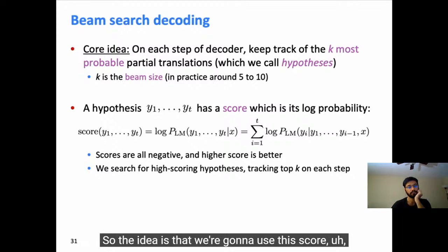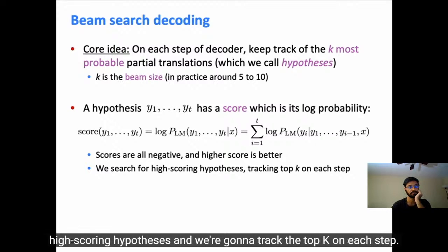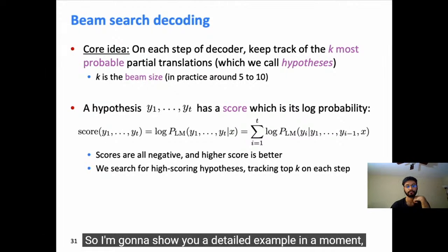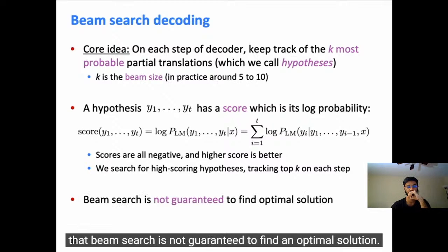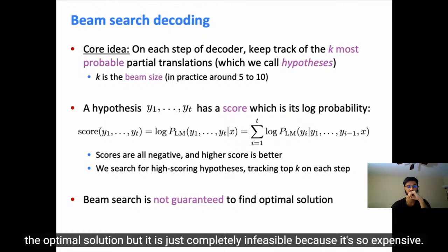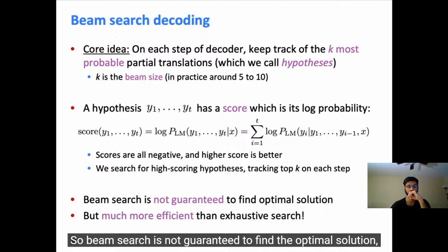So the idea is that we're going to use this score and the search algorithm to search for high-scoring hypotheses, and we're going to track the top k on each step. I'm going to show you a detailed example in a moment, but the important thing to know is that beam search is not guaranteed to find an optimal solution. Exhaustive search, the one where you enumerate all v to the t possible translations, is guaranteed to find the optimal solution, but it's completely infeasible because it's so expensive. So beam search is not guaranteed to find the optimal solution, but it is much more efficient than exhaustive search, of course.